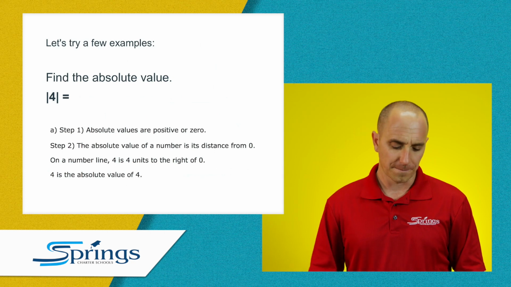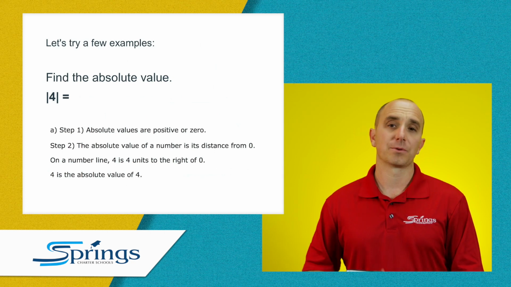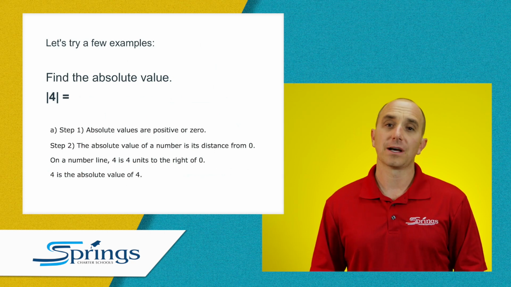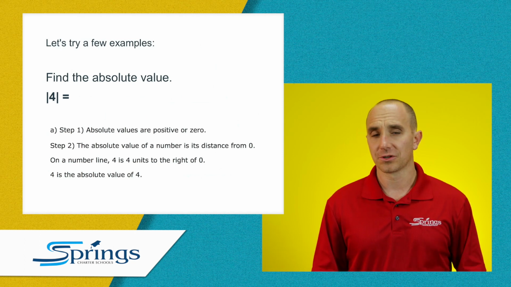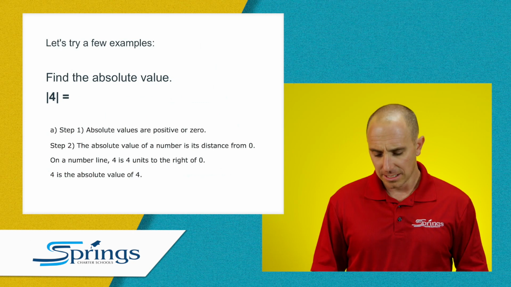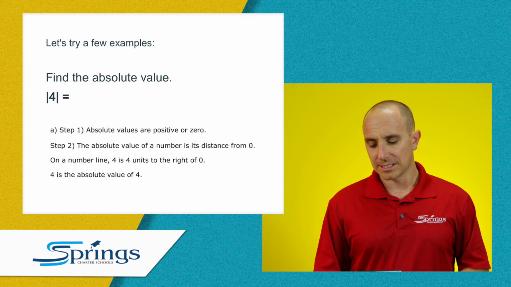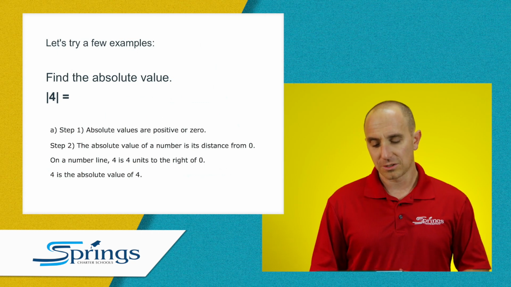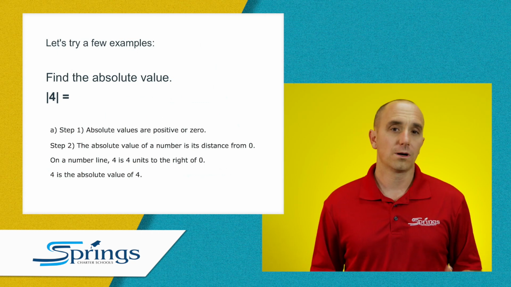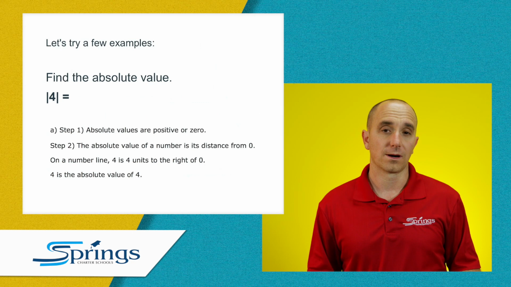All right, let's try a few more. Let's find the absolute value of this number. We have 4 inside our absolute value sign. Step 1 is just that absolute values are positive or 0, so we basically already have that idea. The absolute value of a number is its distance from 0. On a number line, 4 is 4 units to the right of 0. So 4 is the absolute value of, well, 4.